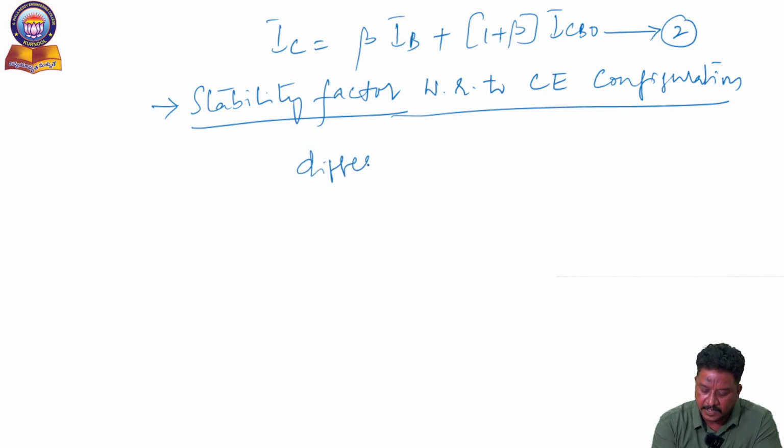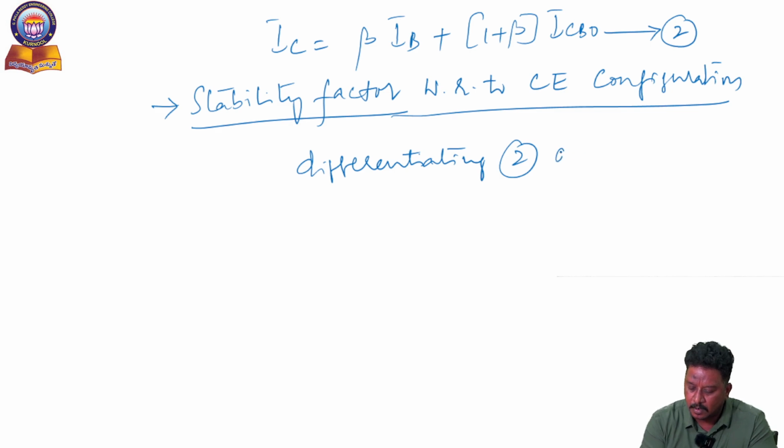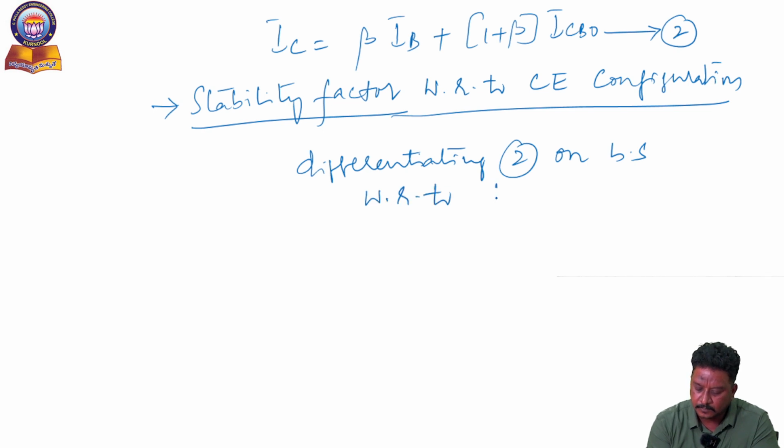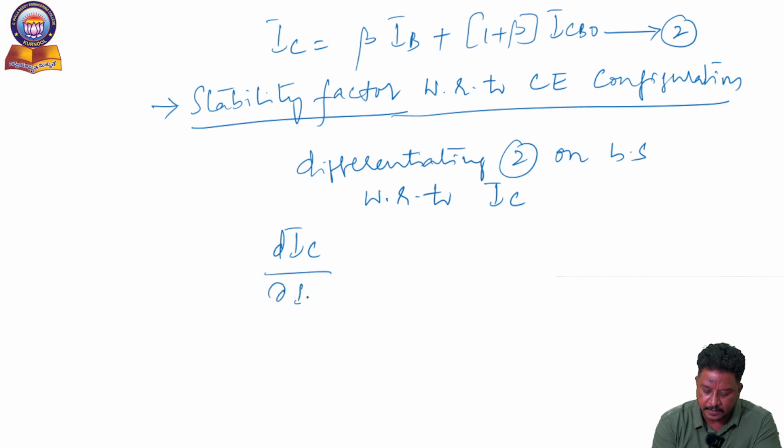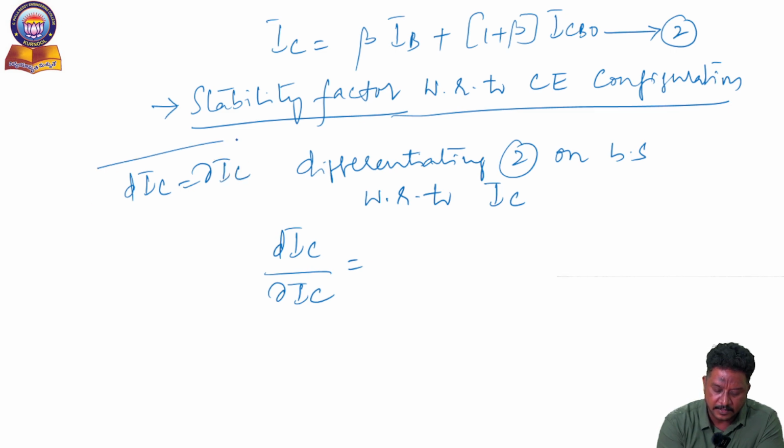Differentiating equation 2 on both sides with respect to IC. So differentiating dIC by dIC. For the time being, I am considering the partial differentiation as ∂IC. All will give the same meaning only.